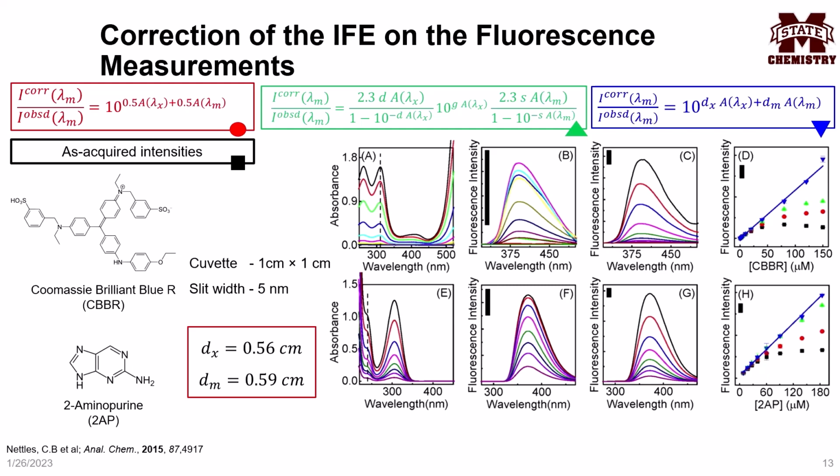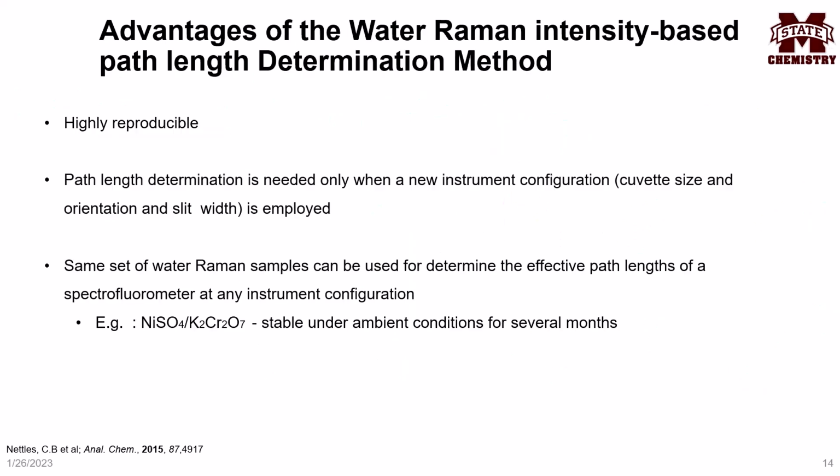Also, the same pair of path lengths can be used to correct both Raman and fluorescence inner filter effects. These data show the critical importance of the reliable determination of effective path lengths for inner filter effect correction. Our method of water Raman intensity-based path length determination has several advantages. It's highly reproducible and robust.